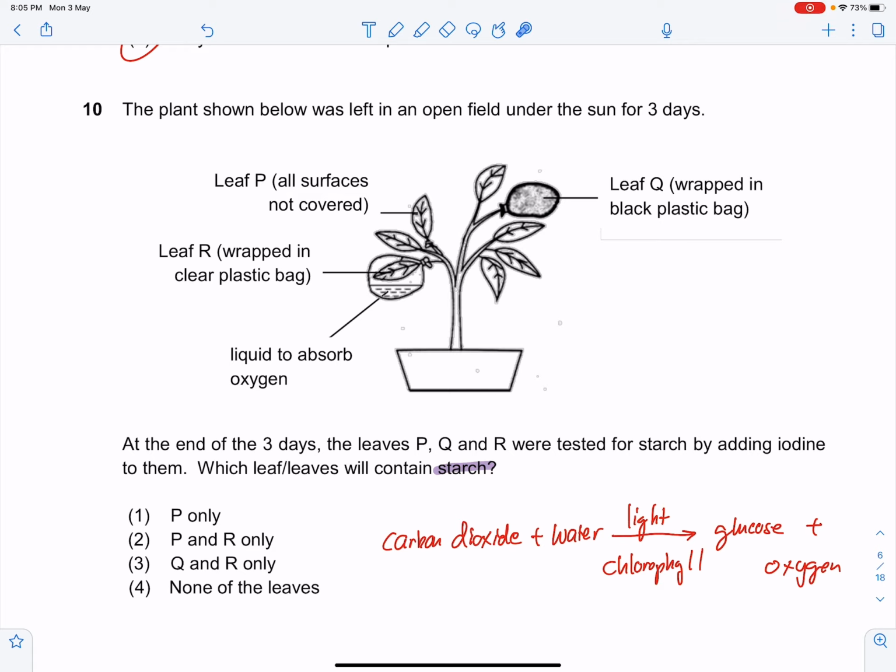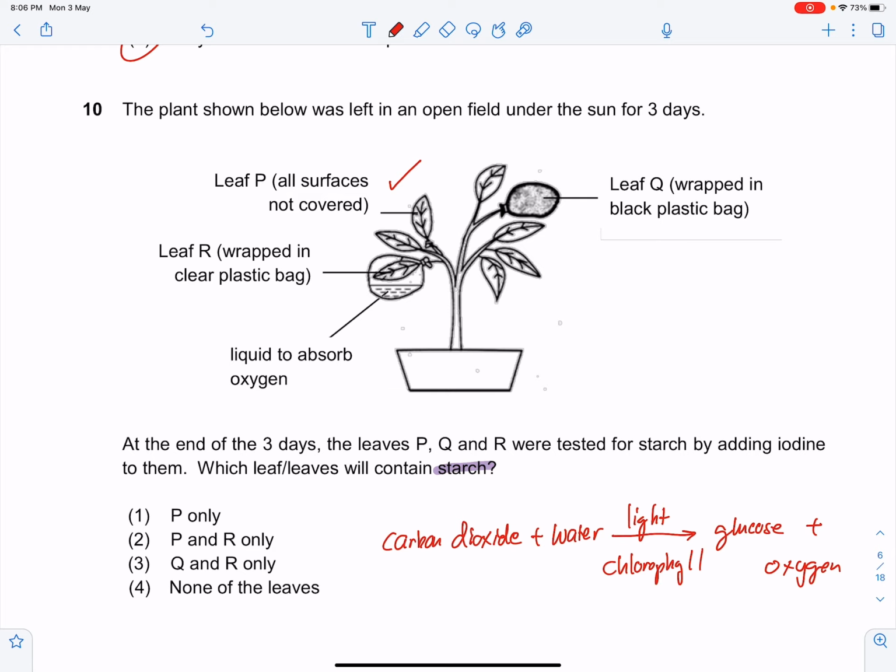So all surfaces were not covered. So obviously in photosynthesis, you need carbon dioxide. You also need light together with chlorophyll. So no issue. This leaf P has got everything covered. It would be able to undergo photosynthesis. So yes, let's put a tick there to indicate that you will find starch on it.